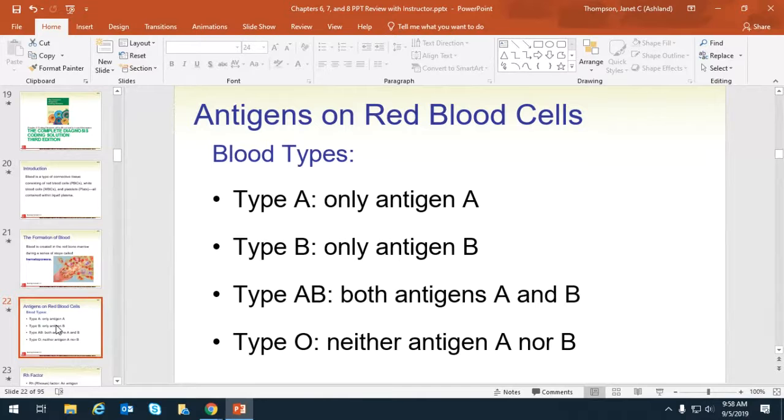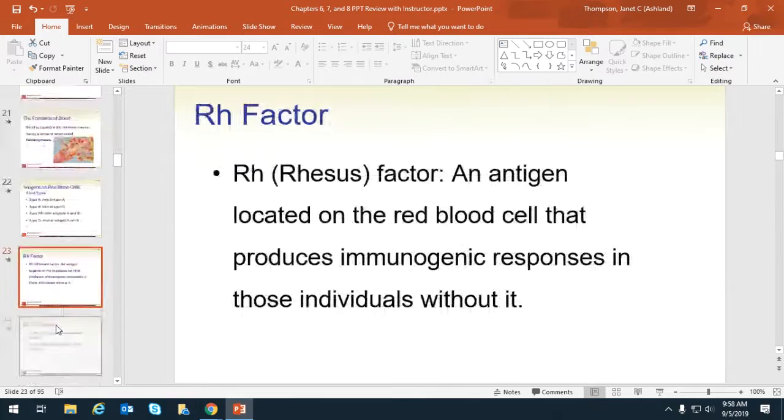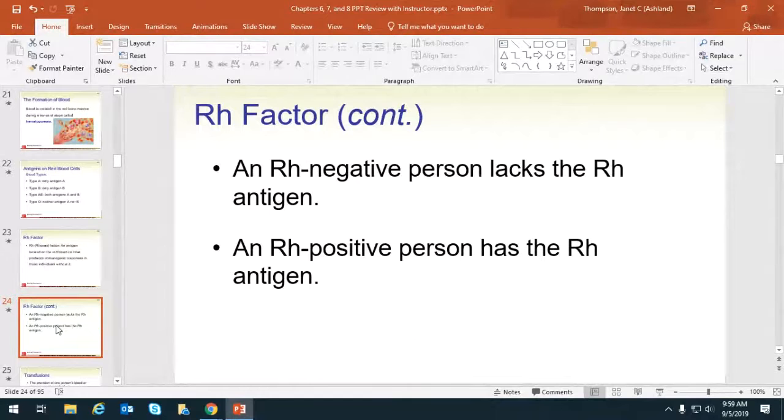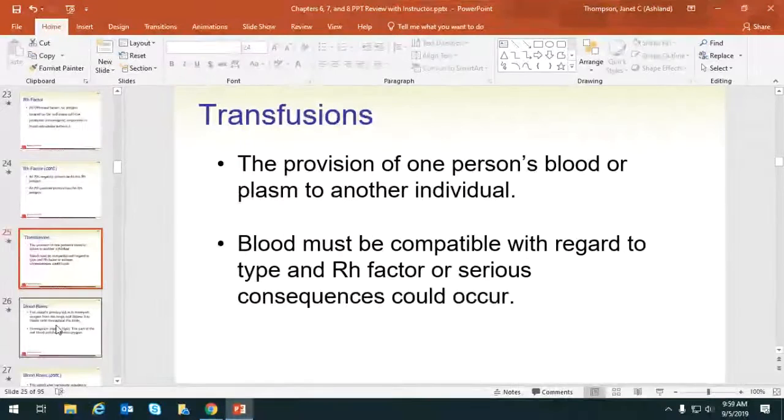Your blood type is determined by what specific antigens are found on your blood cells. So there's antigen A, antigen B, antigen AB, and antigen O, type O. The Rh factor is an antigen on blood cells that produces immune system responses in individuals without it. And this becomes tricky in cases of birth with a mother that's Rh negative and a fetus that's Rh positive. So medical intervention is needed before the mother's immune system attacks the baby, basically. For a transfusion, blood must be compatible with the type and Rh factor, or consequences could be serious.